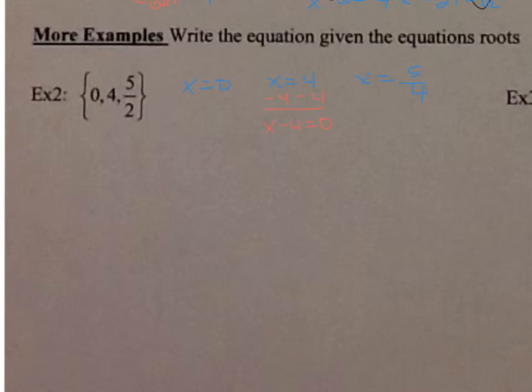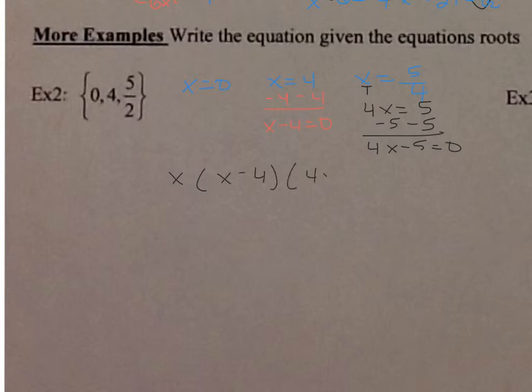And if you look at the last one, x is equal to 5/4, it is a fraction. The easiest thing to do would be to put the x over 1 and cross multiply. So 4 times x would be 4x is equal to 5 times 1 was 5, and now minus 5. 4x minus 5 is equal to 0. So I'm actually going to have 3 factors here. Put them in parentheses now. I have x times x minus 4 times 4x minus 5, and that equals 0.